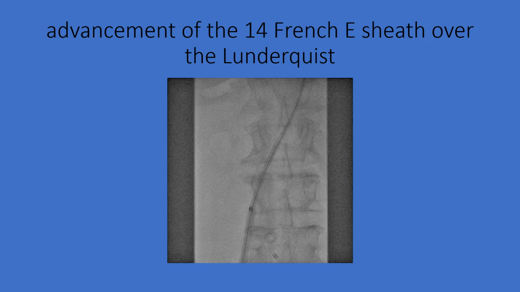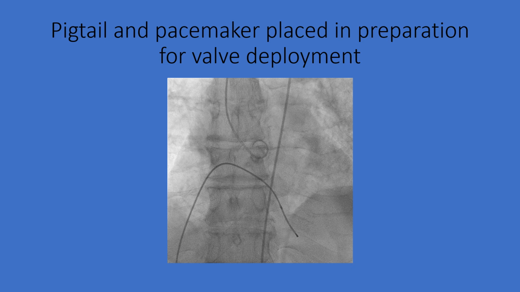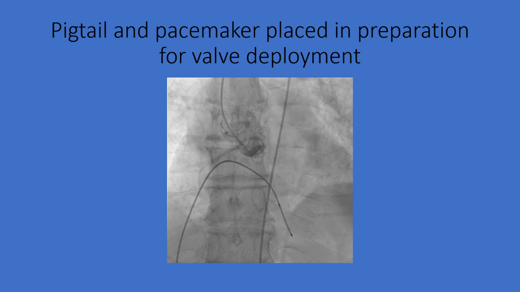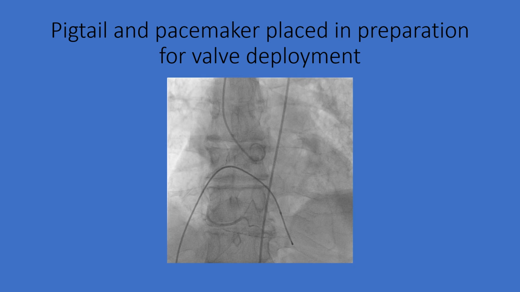The microcatheter is withdrawn and our delivery sheath, in this case number 14, Edwards E sheath, is advanced from the vena cava into the aorta over the Lunderquist wire. Now we're going to proceed with deployment of the valve as we usually do in normal access transcatheter valve replacement by placing a pigtail in the aortic root and doing an angiogram to define our deployment angle. As you can see, also a temporary pacemaker has been placed into the right ventricle from our venous access site.